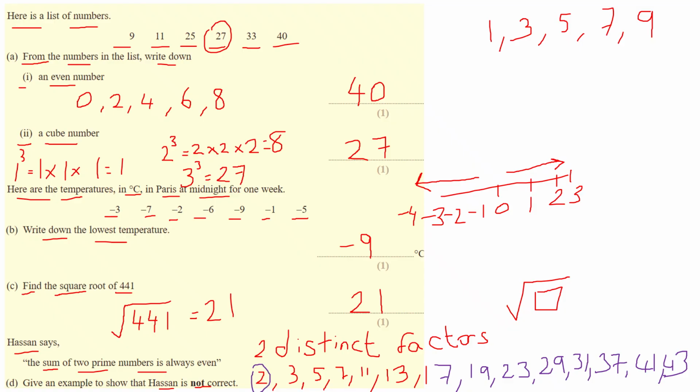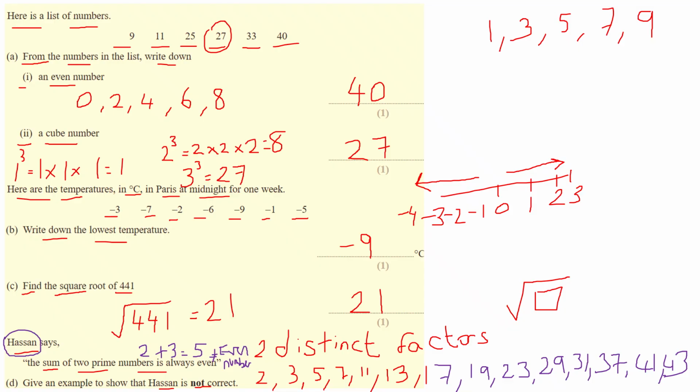So the sum of 2 prime numbers here. Let's take 2 and 3. Now what is 2 add 3? Because obviously the sum means to add. So 2 plus 3 is 5. 5 is not an even number. Therefore I've disproved Hassan's statement that the sum of any 2 prime numbers is always even. So pick 2 with any odd number, and then add them.